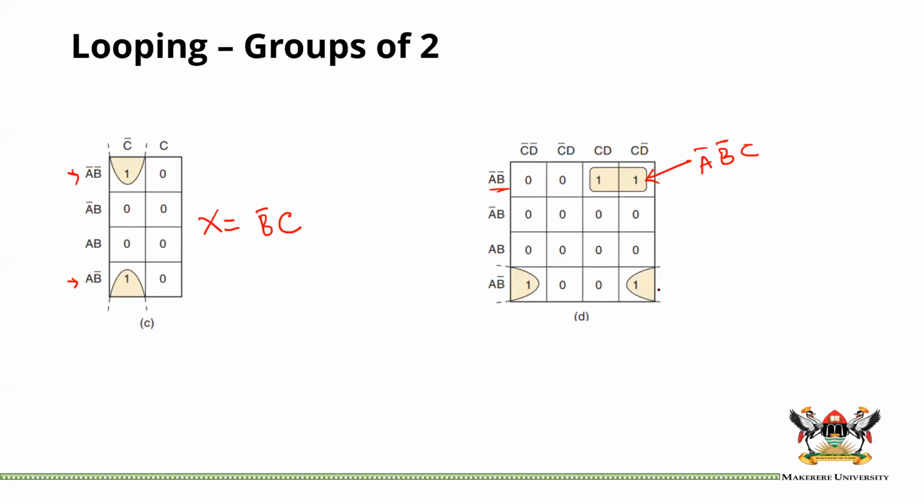This one is AB inverse. And then here, you can see that in this direction, we change from C inverse to C, but D inverse is the same. So we end up with D inverse.